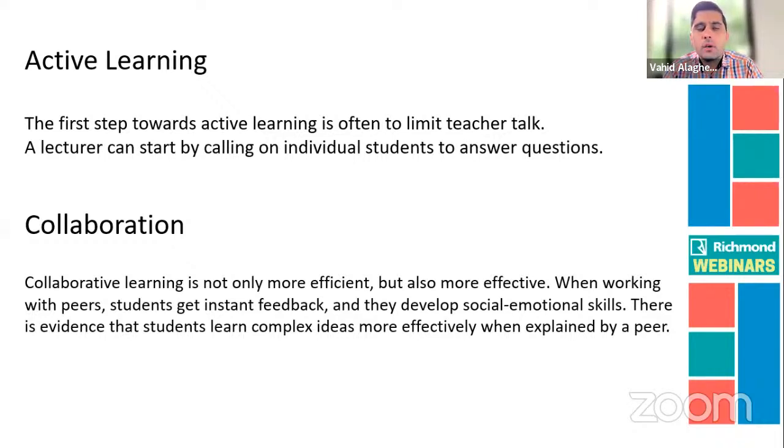So as you can also check, the first step toward active learning is often to limit teacher talk. If you want to create student-centered learning, you need to provide some content for the students so they can do the investigation and present the result in the class. If you don't provide those activities or materials for the students before the class, they would always listen to you because they are not accustomed to the new way of education.